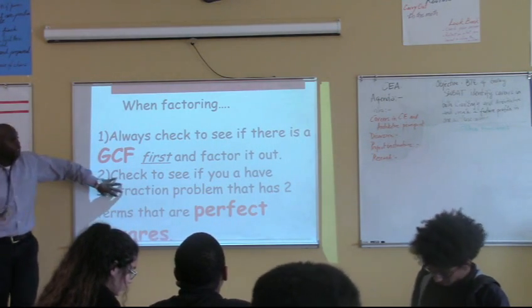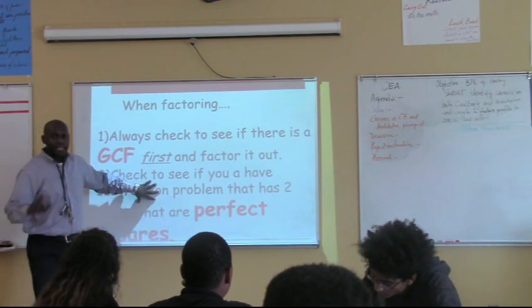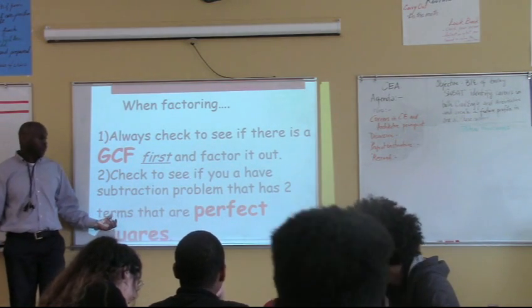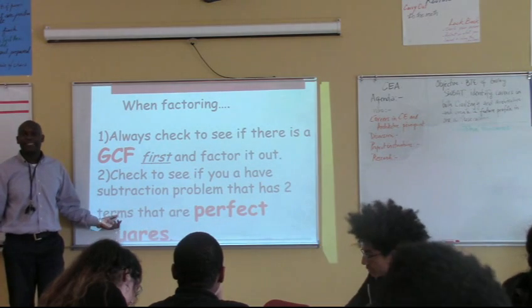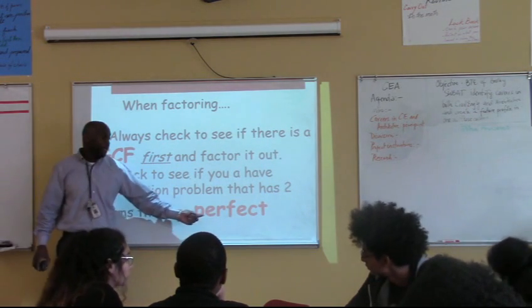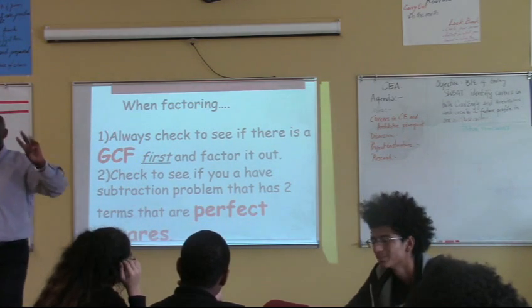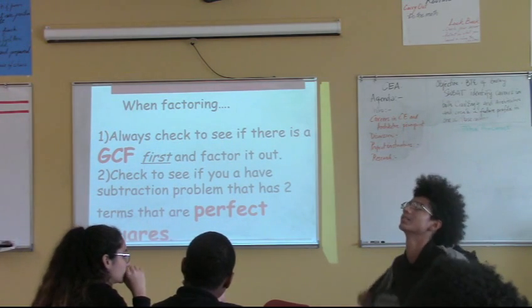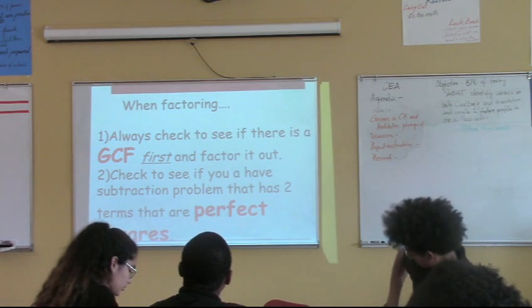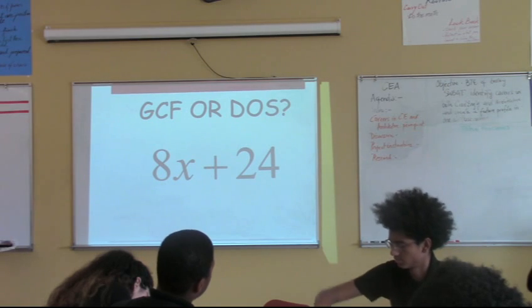So for difference of squares, we know that we have to have a subtraction problem. That's the first thing. Second thing is we have to have how many terms? Two. If we have more than 2 terms, we can't factor by difference of squares. And then we have to have perfect squares. Those are the 3 things that we need to do difference of squares. All right? So let's take a look at some of these examples and you can tell me which method we will use. Greatest common factor or difference of squares?